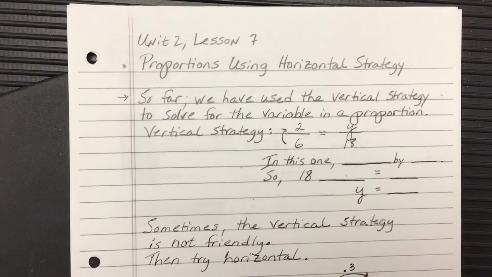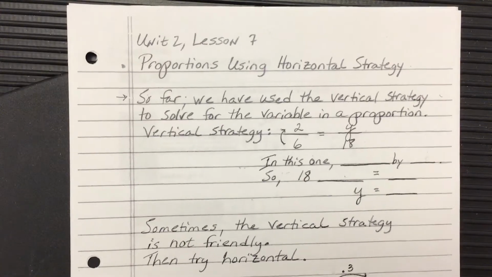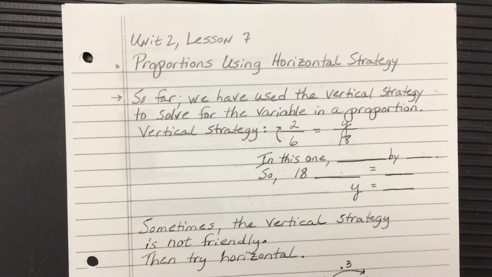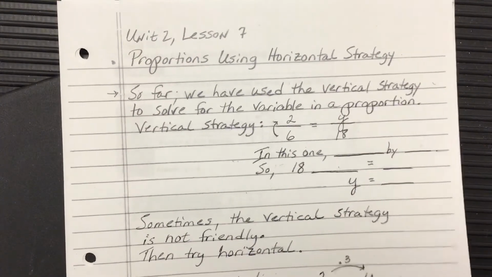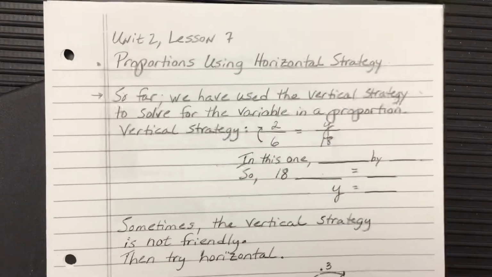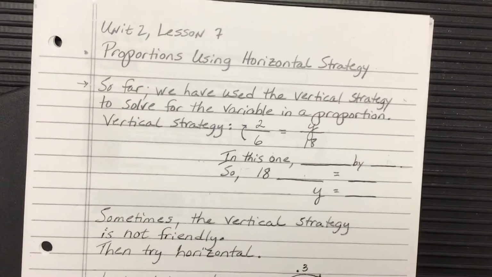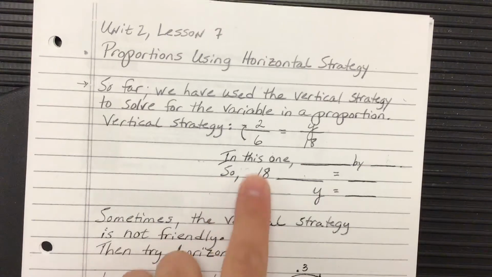All right, so we're going to start with the notes today. This should be a review from one we've already done. We've talked about the vertical method. Now we're going to talk about a horizontal method as well. So far we have used the vertical strategy to solve for the variable in a proportion. And then here's an example of the vertical strategy.